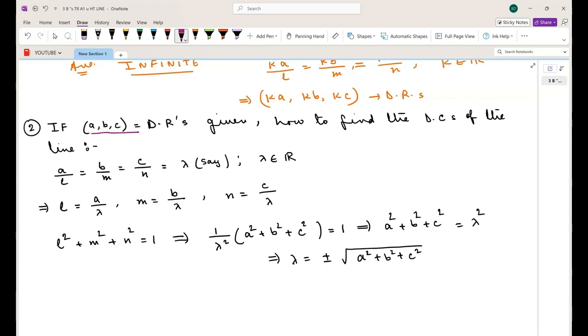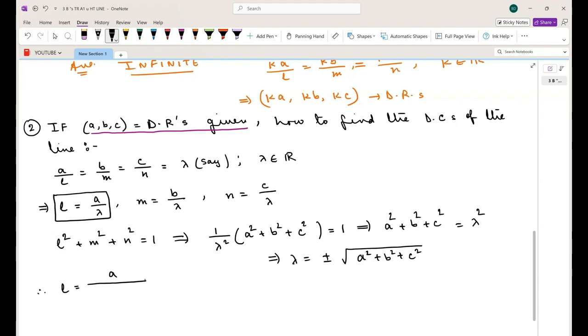These ABCs are given to us. Okay, so now what is my L? You can see here L is A by lambda. So L equal to A by lambda. Now lambda has two values, plus minus.